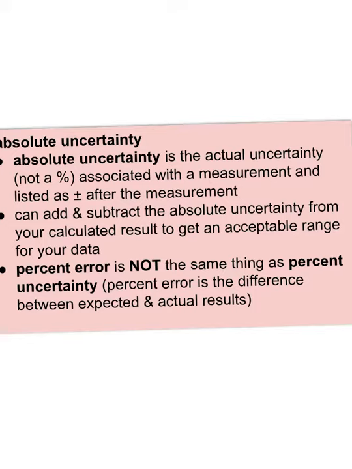Percent error is not the same as percent uncertainty. Percent error is looking at your experimental error and expressing it as a percentage of the difference between your expected and your actual results. And what you're hoping is that your percent error won't exceed your percent uncertainty.